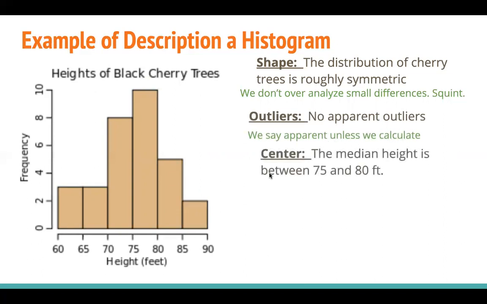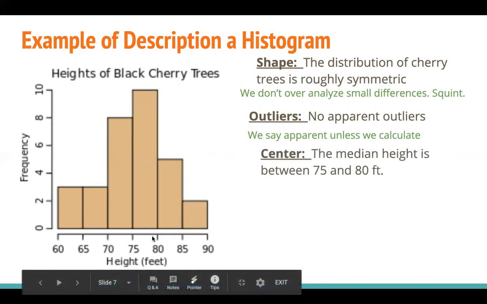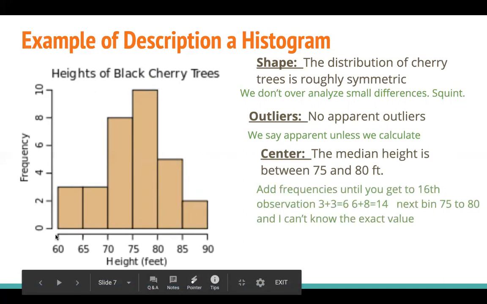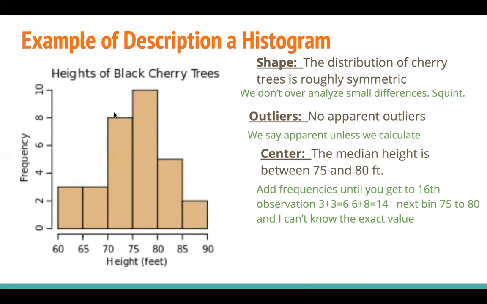So center, the median height is between 70 and 80 feet. And I did that. If I add those frequencies, there's 31 cherry trees in total. So if I add the frequencies, 3 plus 3 is 6, plus 8 is 14. And then when I add this 10, I'm going to get to 24. So I know that the 16th cherry tree happens in this bin. But I can't know the exact value of the median. I just know it's between 75 and 80.